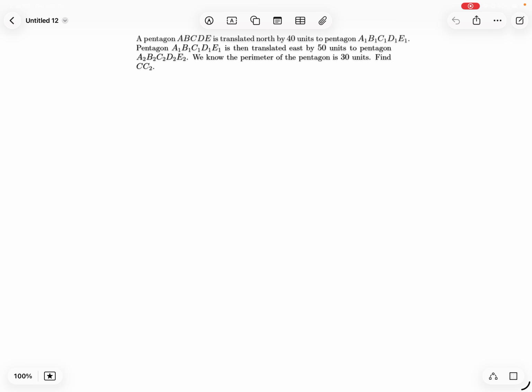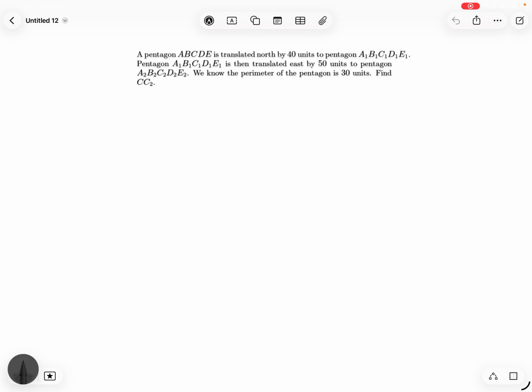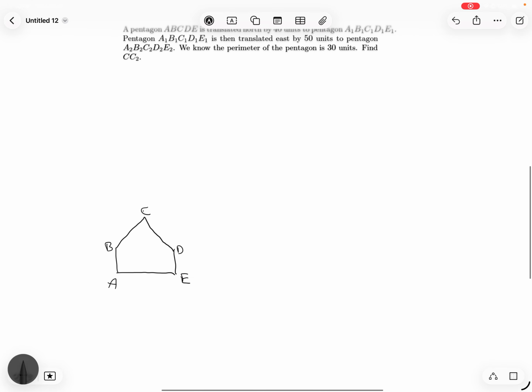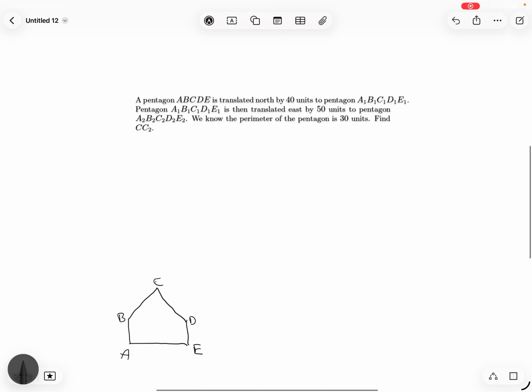Okay, so let's start off by drawing our pentagon ABCDE. Let's use black for this. This is just going to be a very basic drawing. It's not supposed to be accurate, just a visual representation here. And they didn't say equilateral or equiangular. So here's ABCDE, very poor drawing, but it'll work for this problem.